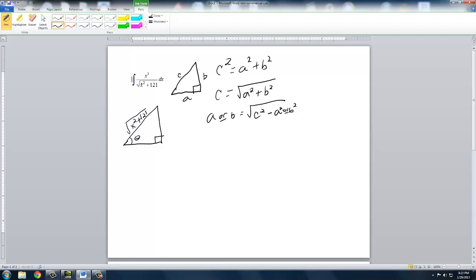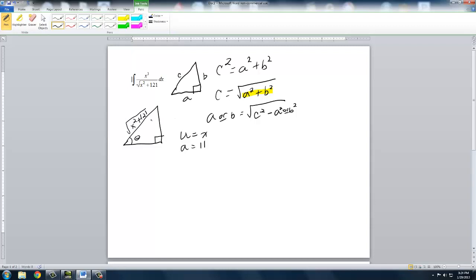Which means the legs, in this case, are going to be u and a. We always make the legs u and a, where u is the one that contains the variable. u squared is x squared, so u is x. a squared is 121, so a is 11. Why are we taking square roots? Because they're squares here. This would be x squared plus 11 squared. All right, so u is x and a is 11.